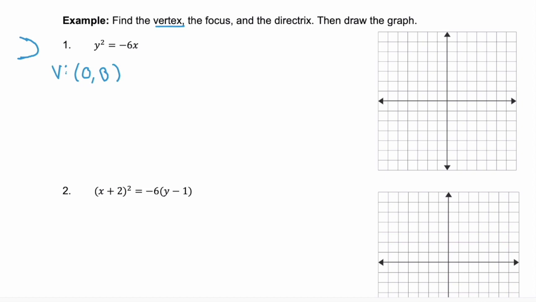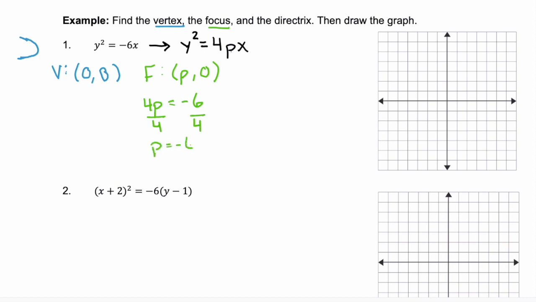Next, we can find the focus. And the focus is the point p, 0. Now, recall that the standard form for a y squared equals parabola is y squared equals 4px. So 4 times p is the value in front of our x. Well, for us, that 4 times p is equal to -6. If we divide by 4, we discover that p equals -6/4 or -3/2, which means our focus then is the point -3/2, 0.